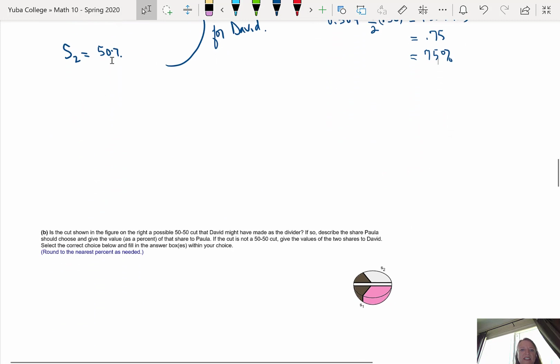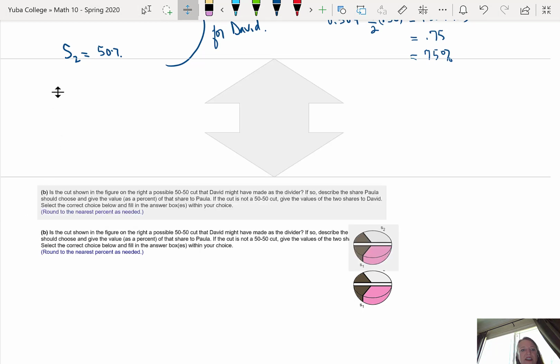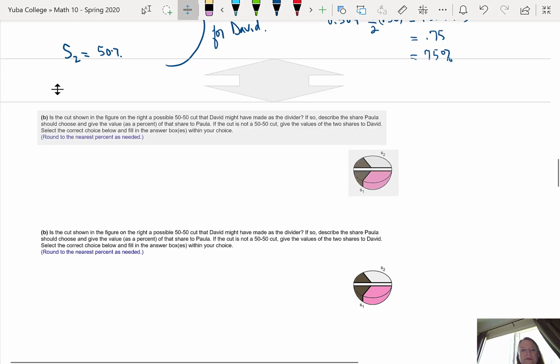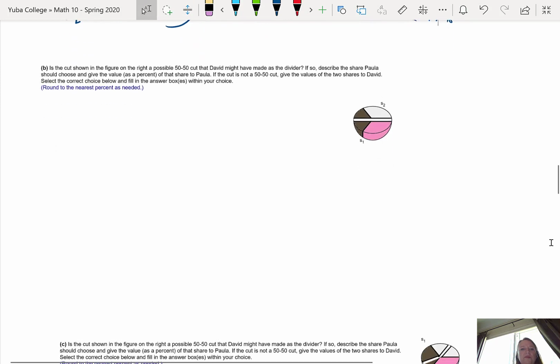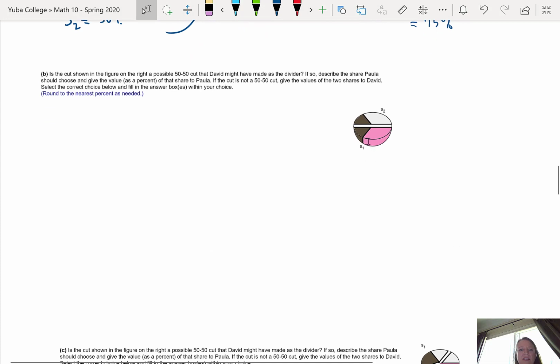Okay, same kind of idea. Let's just look at a cake again. Same values, they believe, but this time they cut it a little differently. Looking at the picture on the right, is it a possible 50-50 cut for David, might he have been the divider? If so, describe the share Paula should choose and give the value in percent. If the cut is not a 50-50, give the value of the 2 shares for David.